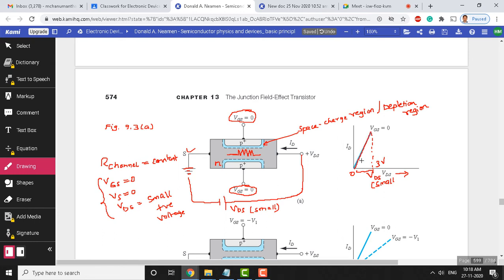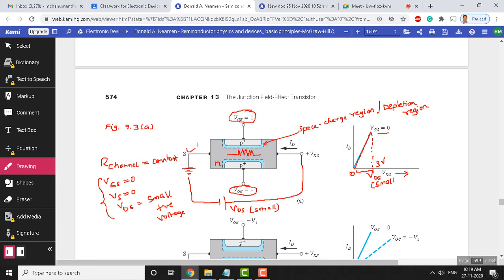So ID versus VDS, for VGS equal to 0 and small VDS, is a linear curve. What do you mean by this linear curve? That means within a small region of operation you can get linearity. As voltage increases, current also increases within the small region here. That is the meaning of linearity here. We will see what happens to this linearity when we go for larger VDS. We are analyzing step by step here, so let us not overlap too many things simultaneously.